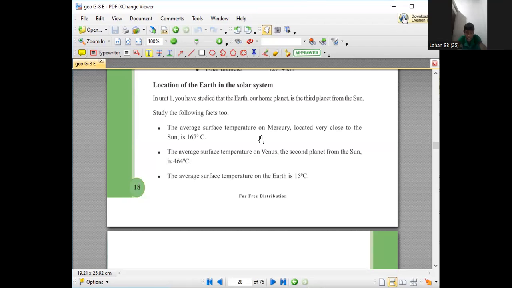Sir, can you tell the second point? The second point is the average temperature is 15.